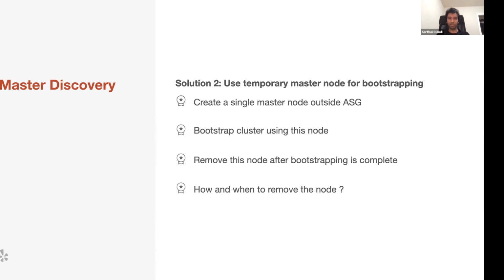So we looked at other solutions, and this solution was proposed on Elastic's forums. The idea is that you use a temporary master node just for bootstrapping. You create a single master node outside autoscaling groups. You bootstrap the cluster using this node. And once the bootstrapping is complete, you remove this node. But because we use Terraform to launch new nodes, and also because we have Puppet for automatic configuration, this was non-trivial. And also it was non-trivial to figure out how and exactly when to remove the node safely.